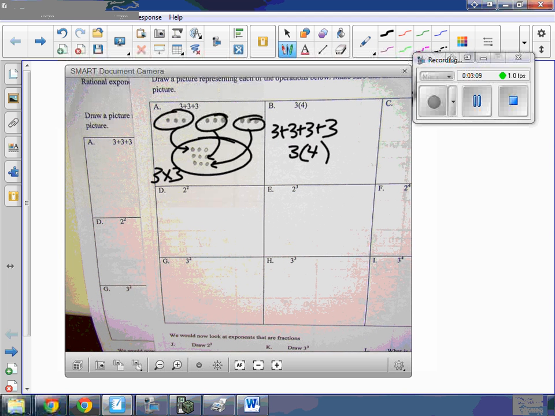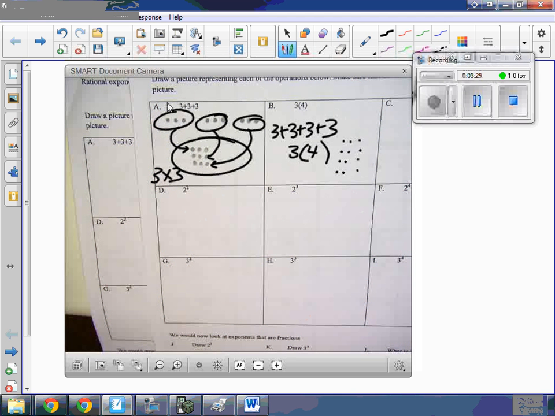Can I change the answer in part A to create an answer in part B? What would it look like? Three columns of 4 or 4 rows of 3. However, that's the same picture, right? So we would just take the picture before and add a row to the bottom. And that would represent 3 times 4.